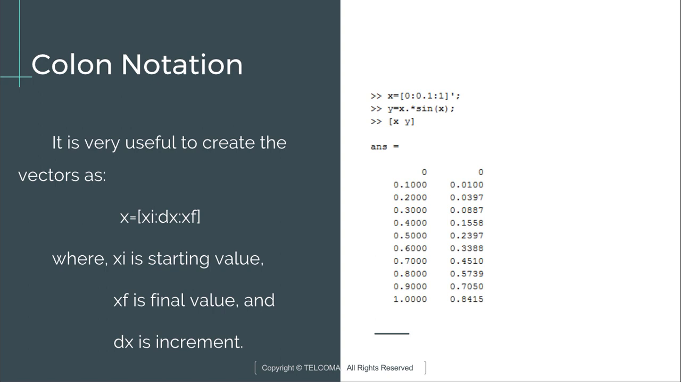But if you want the values to be displayed with a particular increment, with a particular distance, then you can use an increment value in between the starting and final values, like x equals to, in square brackets, starting value is 1, increment value is 0.1, and final value is, let us choose, 5. So this will be displayed as answer equals to 1, 1.1, 1.2, 1.3, and so on up to 5.